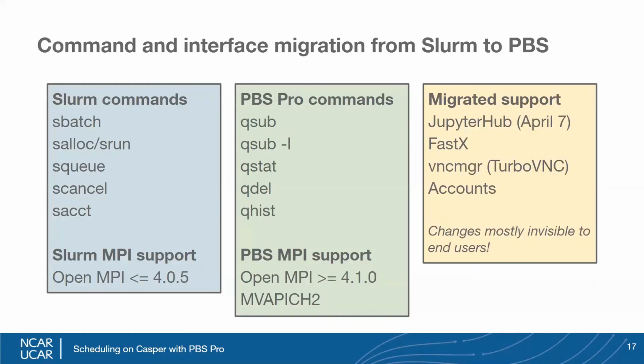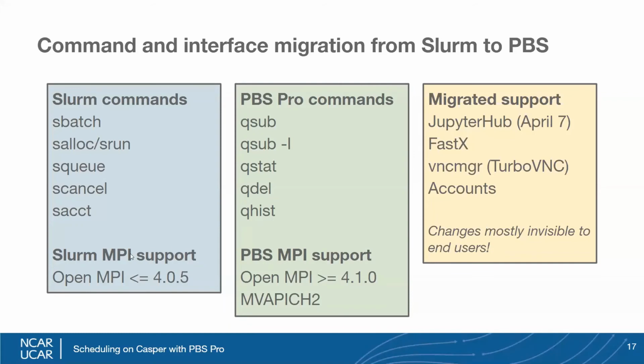So just to summarize, the basic transition from Slurm to PBS commands, I've lined these up to be basically equivalents. Your sbatch will become a qsub, your salloc or srun will be a qsub -I, or alternatively execcasper. squeue becomes qstat, scancel becomes qdel, and sacct becomes qhist.